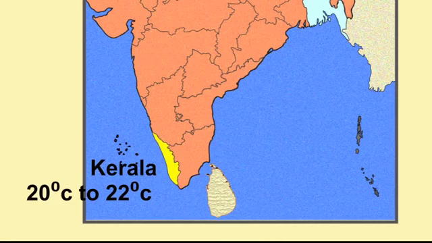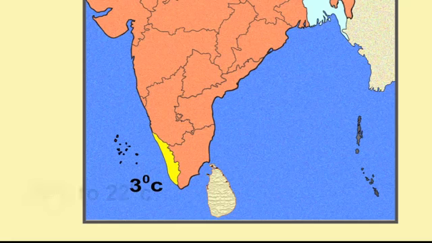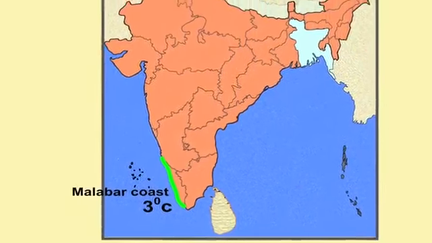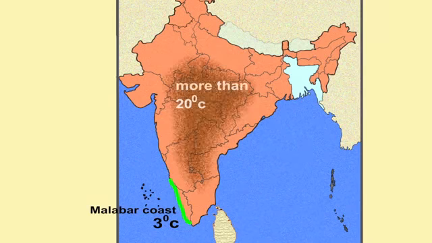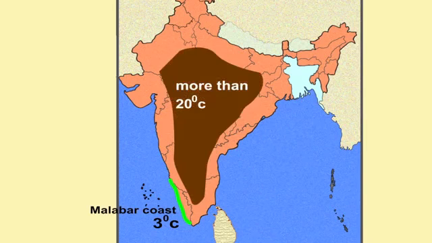The annual range of temperature is 3 degrees Celsius along the Malabar coast. The annual range of temperature means the difference between the hottest and the coldest month. So this difference is just 3 degrees along the Malabar coast. The reason is the moderating influence of the sea, whereas it is more than 20 degrees Celsius in the interiors. The reason is it is away from the sea.